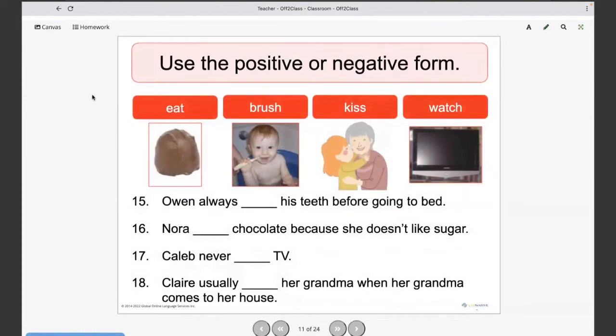Teacher? Yes. Can I go for 10 minutes and come back? Hey, it's okay. It's okay. But please, when you come back, please tell me that you're back, okay? Okay. Thank you. Nora, 15.